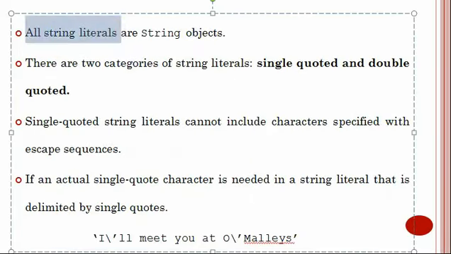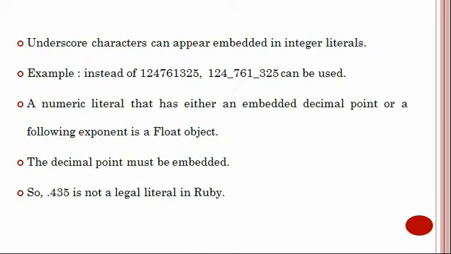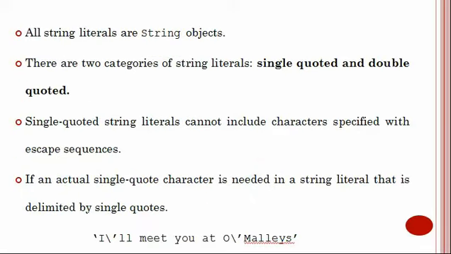So far you saw about the numeric literal. Under numeric literal, you are speaking about the numeric class, which has child classes float and integer, and again this integer class has fixnum and bignum. Fixnum is within 32 bit, anything greater than that is called bignum. Then we spoke about underscore, it is allowed, and it will be treated as an integer. Then if you have a decimal point, it must be embedded.